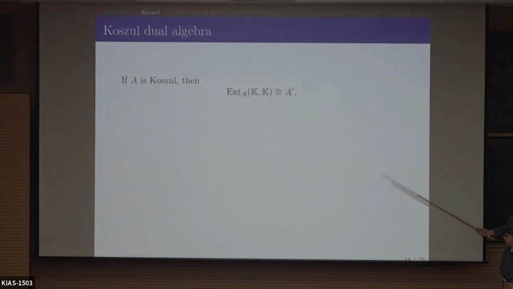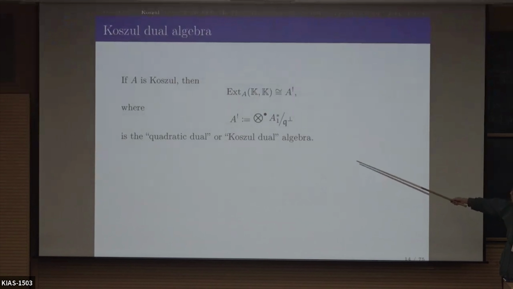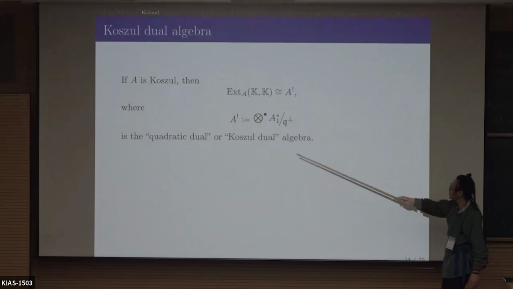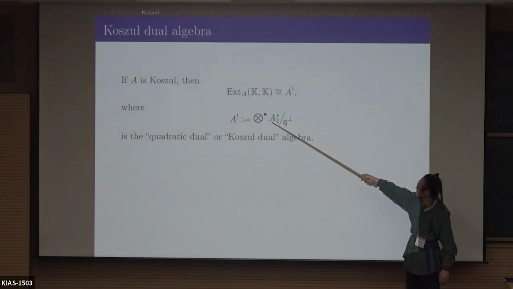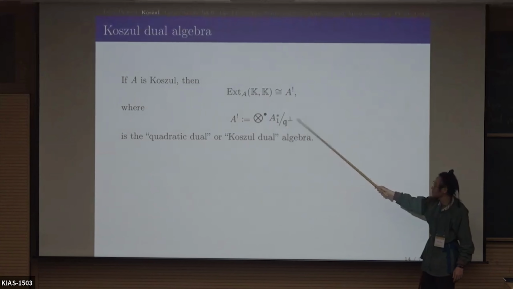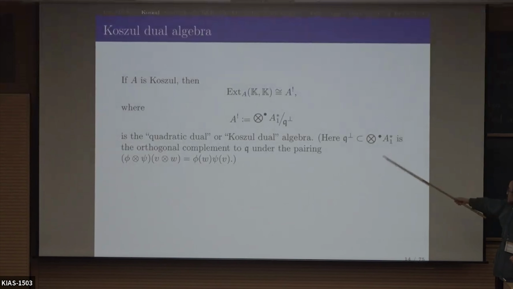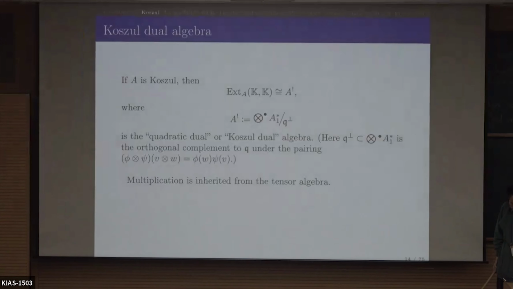It's a fact that if A is Koszul, then the Ext group is isomorphic to what's called the quadratic dual, which is denoted A shriek. Sorry, this is the quadratic dual or Koszul dual algebra. It's defined very explicitly. You take the dual space of the degree 1 part of your algebra, you take the tensor algebra over that, and you mod out by the orthogonal complement to your quadratic ideal. That's the technical definition. Multiplication on this algebra is just inherited from the tensor algebra. So this is the classic basic setup for Koszul theory.